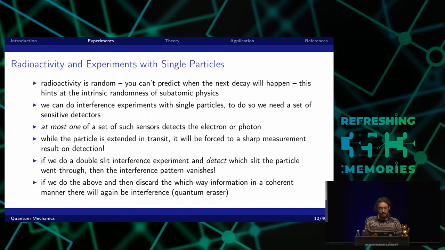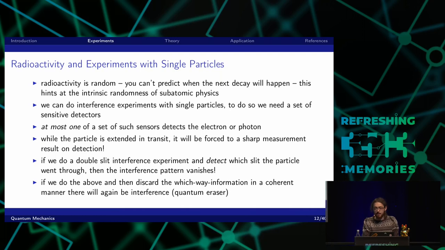And there's even more. As already mentioned, radioactivity with the random decay of a nucleus. This doesn't make sense in classical physics. So it was really, really bad. And here I've added some modern facts that we'll need later on.